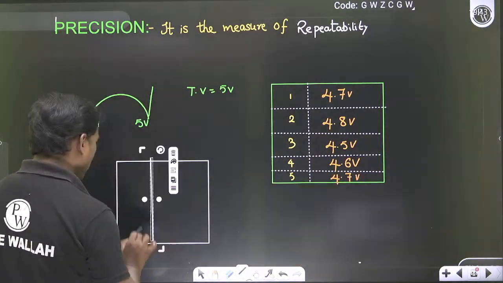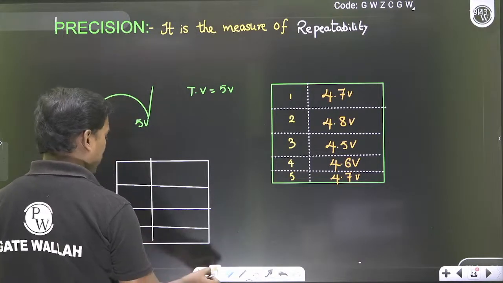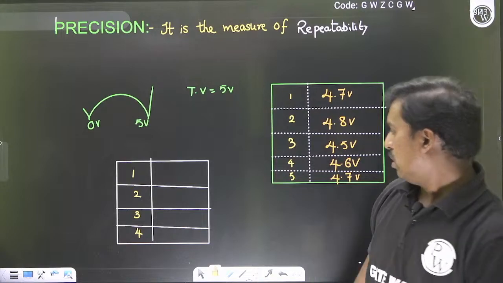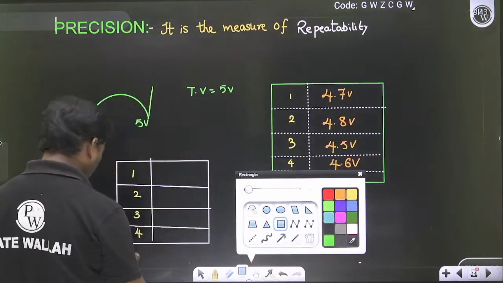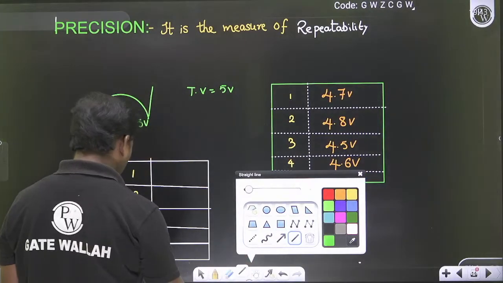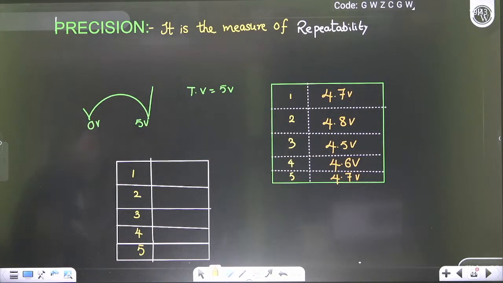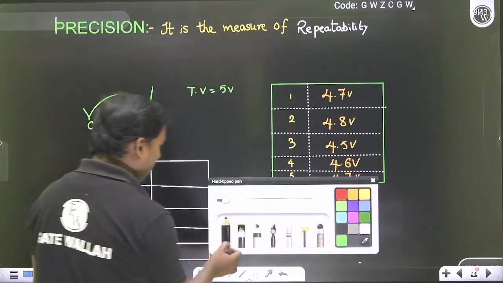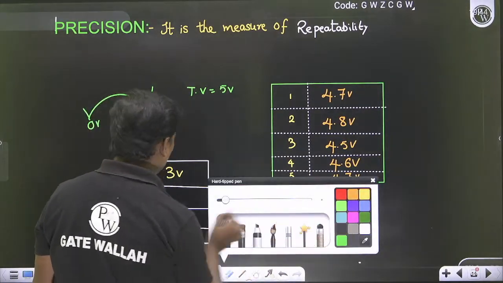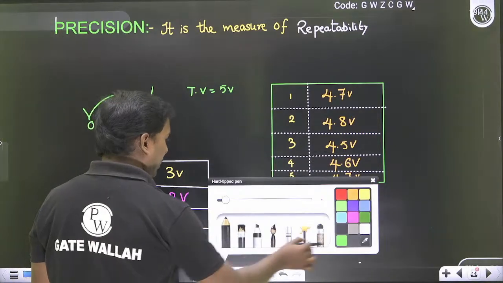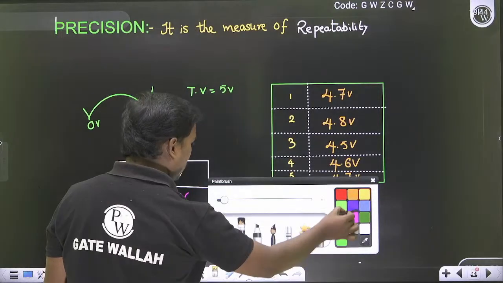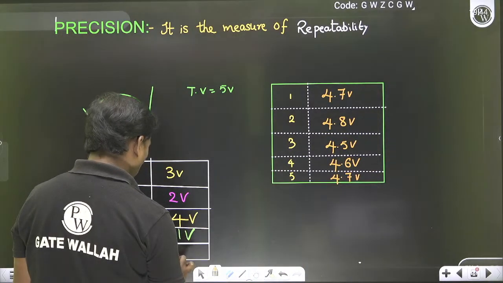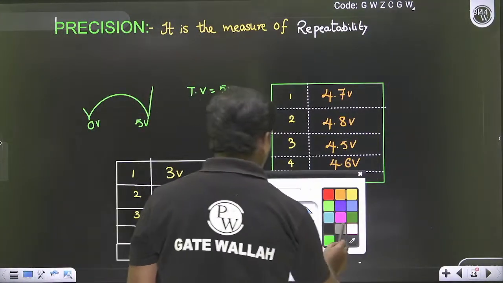So here is a set of students and their values. This is student number 1, 2, 3 and 4, and 5 students, so we can take one more row. Now if you observe, 5 students are doing the experiment analysis. The first student got 3 volts, the second student got 2 volts, the next student got 4 volts, the next student got 1 volt, the next student got 2.5 volts.